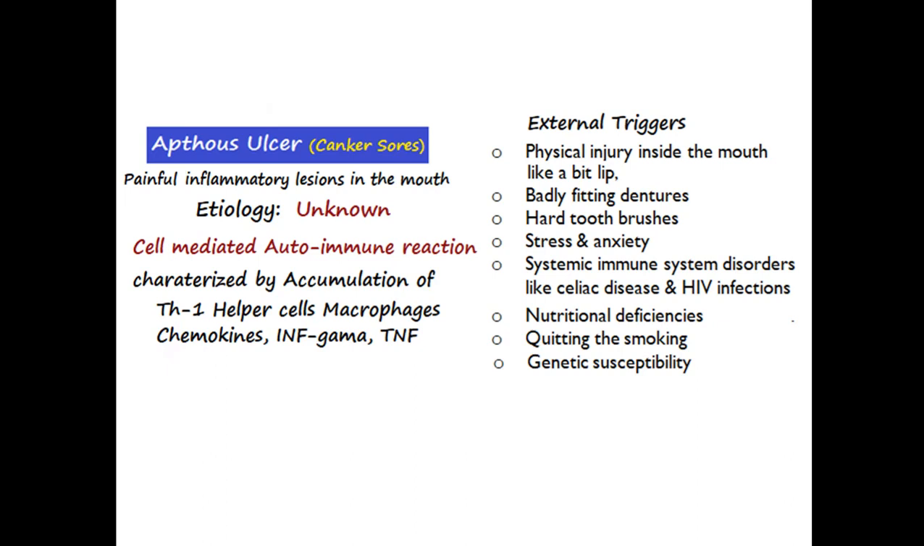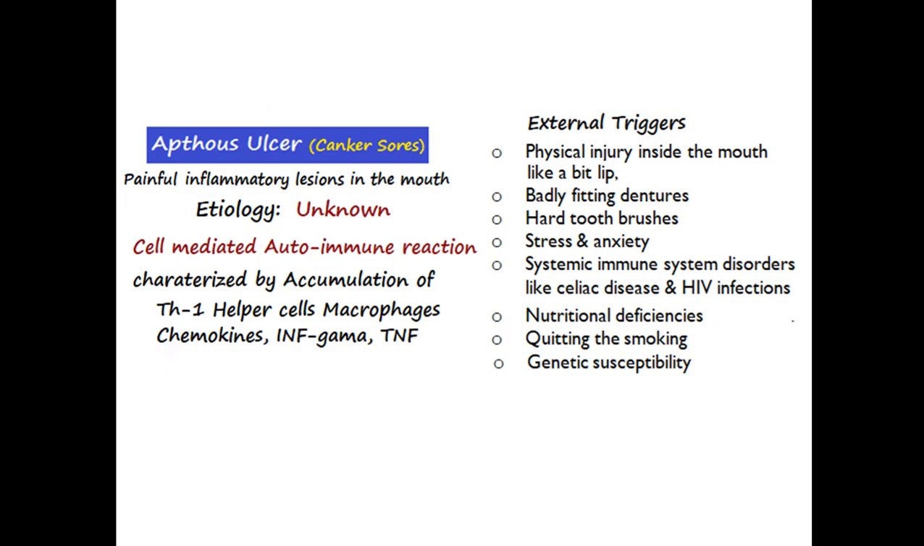Now, the exact etiology of the Aphthous ulcers is not known. But as much as we know, this is a cell-mediated autoimmune reaction. Better you remember that there are 4 types of hypersensitivity reactions: type 1, type 2, type 3 and type 4. And out of them, type 4 is the cell-mediated reaction. And mostly we talk about type 4 hypersensitivity reaction in association with tuberculosis.